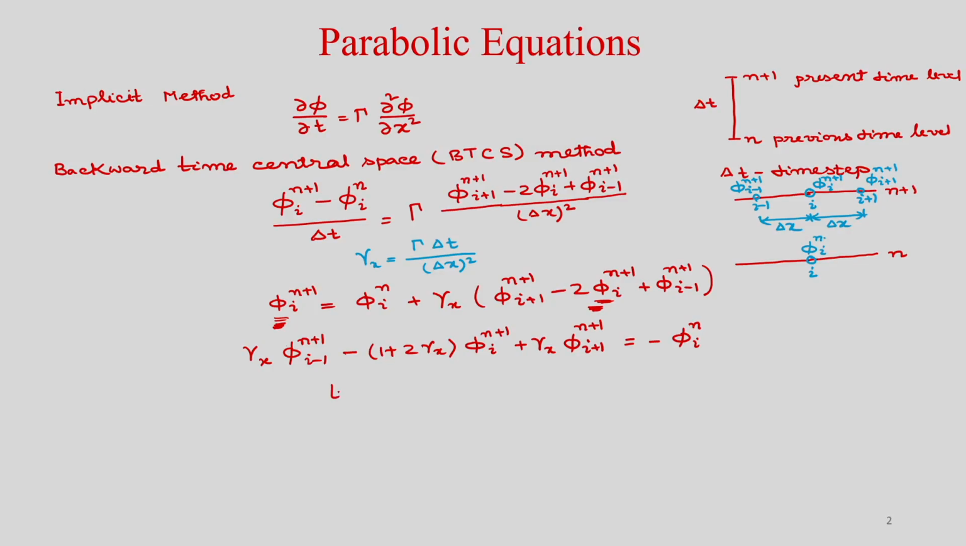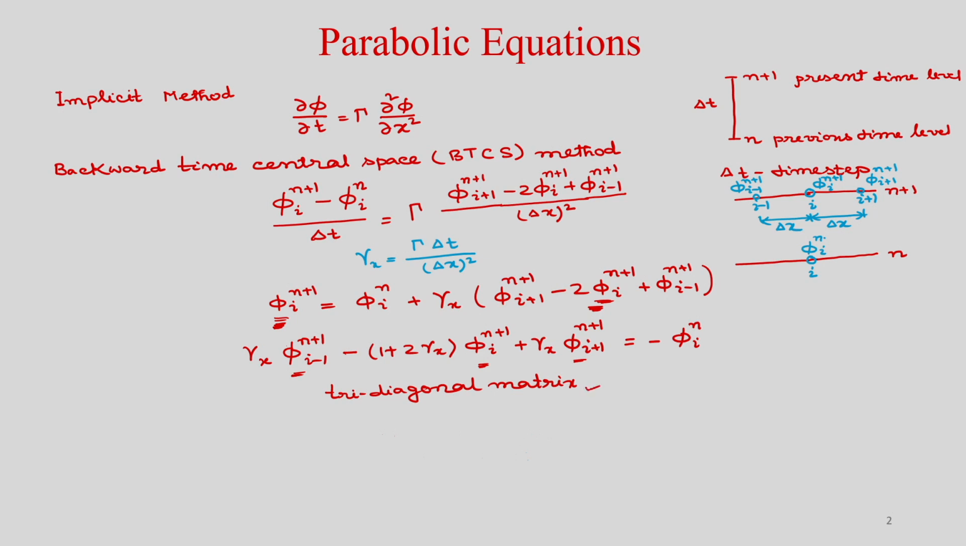So, at each discrete point you can write this algebraic equation. So, obviously, if you form the matrix, then you will get a tridiagonal matrix. For all the interior points, if you write this in a matrix format, then you will get a tridiagonal matrix. Because you can see that you have phi I at n plus 1, phi I plus 1 at n plus 1 and phi I minus 1 at n plus 1.